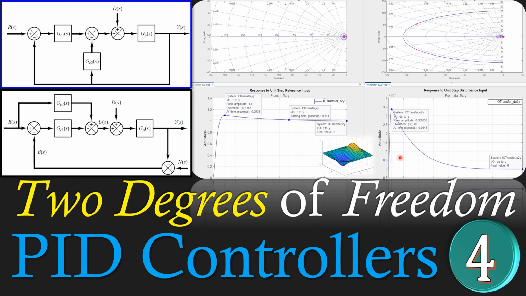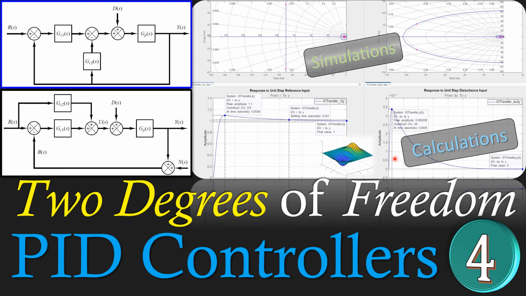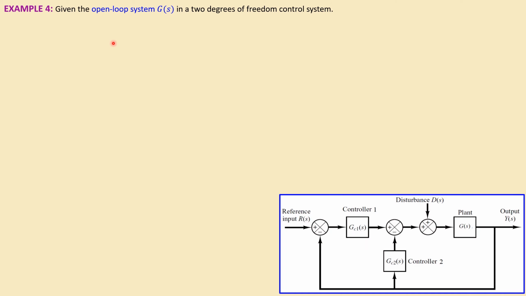In this example, I will again work out the calculations step by step with you, and we will verify these in MATLAB simulations. Okay, let's look at our example number 4 and the given system here. Again, we have an open loop system, which is also called a plant, in a 2 degrees of freedom control system as shown here. So 2 controllers, the plant, the reference, the disturbance, and also the output, in a similar configuration as in example 3.